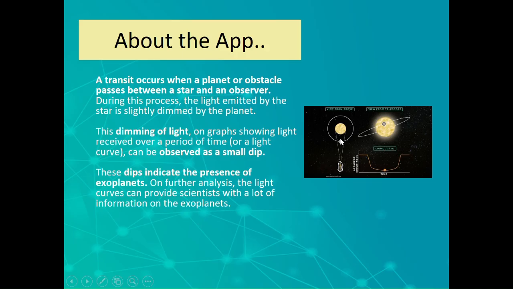Obviously, they wouldn't be able to directly see the planet from that far because it is very far away. But this phenomenon can be observed as a slight dim in the light emitted by the star. This slight dimming of light can be observed as a small dip on a light versus time graph. This light versus time graph is very important.